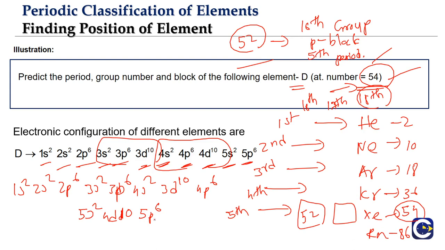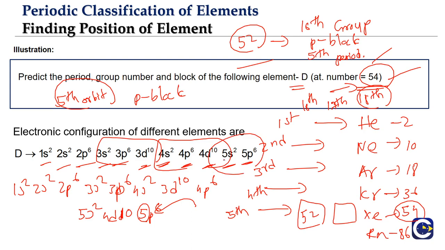So look at it. What is the valence orbit here? It is the fifth orbit, isn't it? The last entering electron is getting into the P subshell. Means it belongs to P block. For P block, what is the outermost arrangement? It will be ns2 np1 to 6.